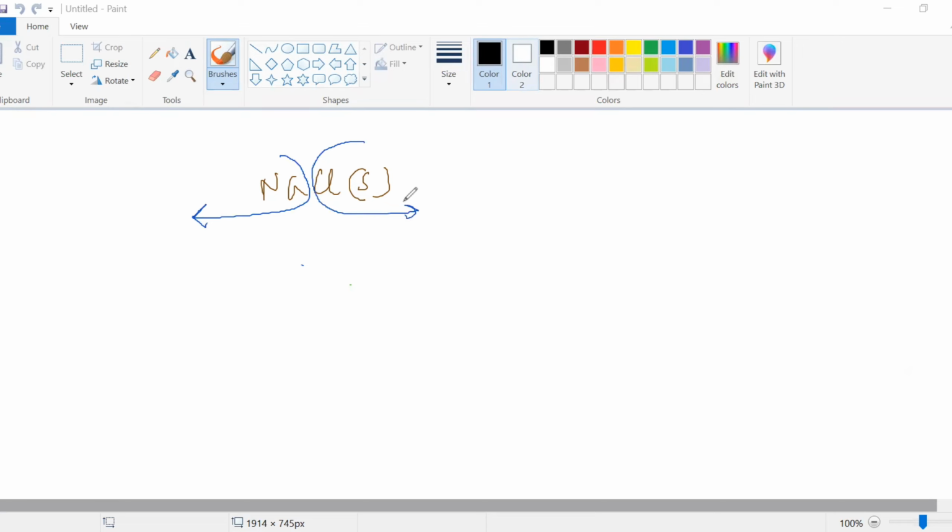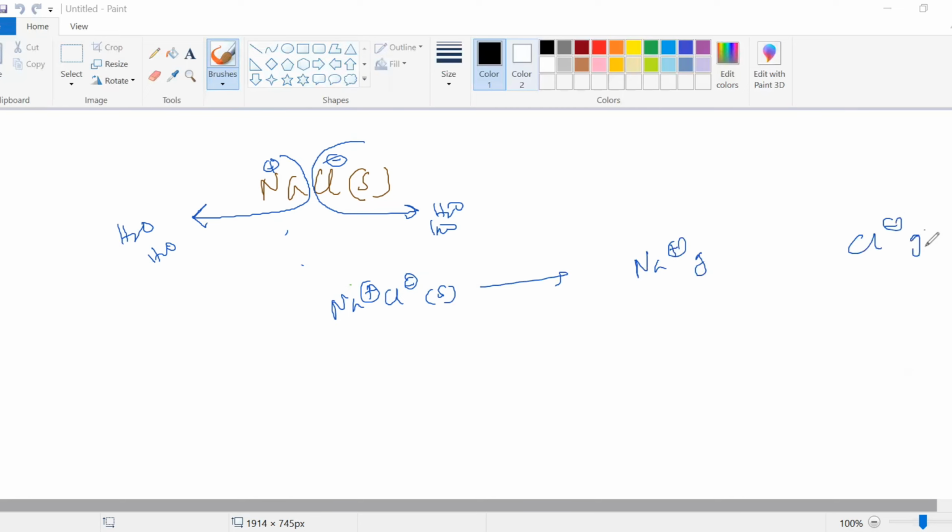Dissolving of an ionic solid will be a two-step process, right? First step is what? When you dissolve any ionic solid into water, water will be pulling these two ions, right? First step: water will be pulling these two ions and separating them into gaseous ions. Is it clear to you till over here?